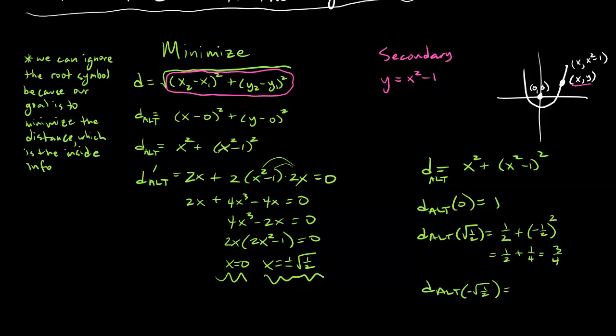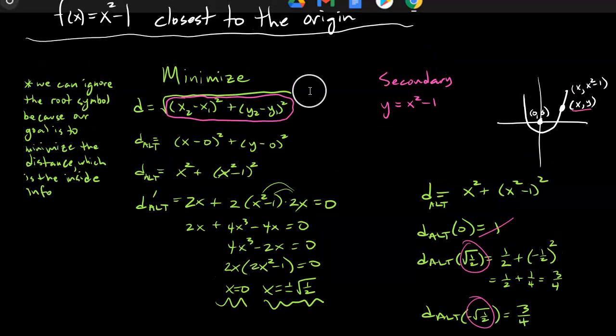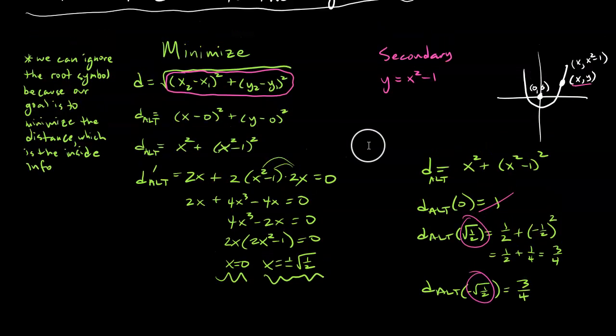Actually, this is going to be the exact same answer because everything is squared, so it'll all be the exact same info. So when I'm looking at my distances, this one is not the minimum. It might have been a relative min, but it's not the actual min because these two are shorter. So square root of 1/2 and negative square root of 1/2 would be the x values that would give the shortest distance between the parabola and 0, 0.